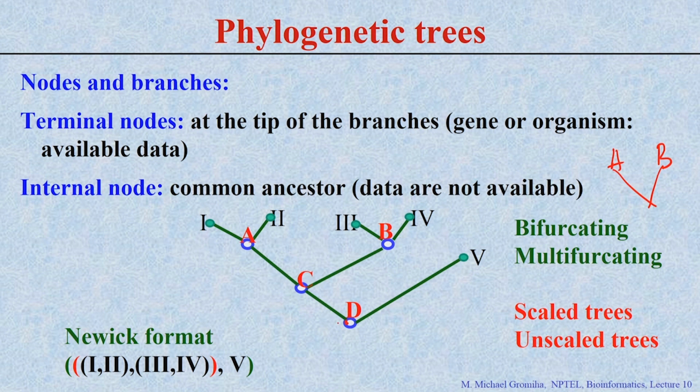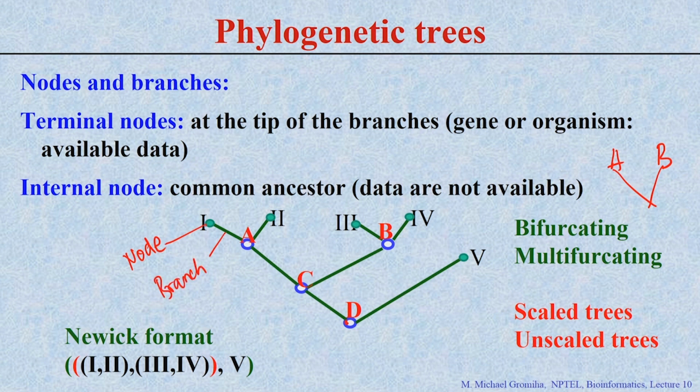So, when you draw trees, there are 2 different aspects. One, we can see the dots and you can see the lines. The lines represent branches and the dots represent nodes. You can see this node and this line, they are branches.